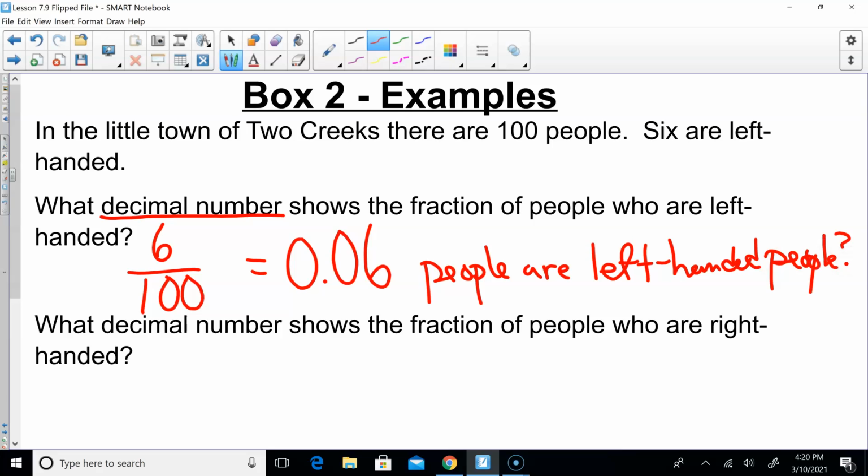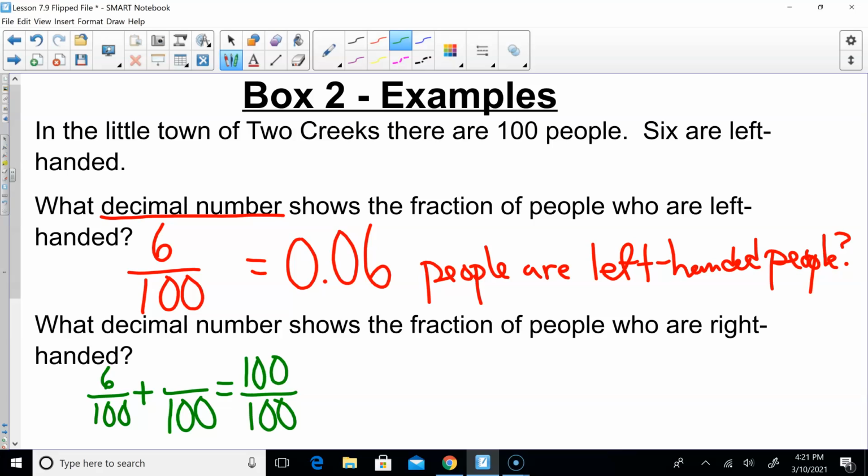All good questions. What decimal number shows the fraction of people who are right-handed? Well, if 6 out of 100 are left-handed, the rest of them have to be right-handed, which would mean 6 plus what would equal 100. So I'd have 6 hundredths plus something, we don't know that yet, would equal 100 hundredths because every person has to be accounted for. Well, we know our denominators have to be the same to add them. So 6 plus what equals 100? Well, if I do 100 minus 6, I can cross this one off, make this a 10. Cross this off, make it a 9, make this a 10. So I got 94.